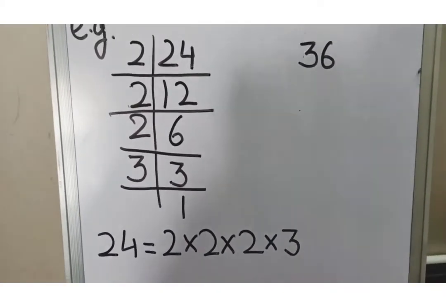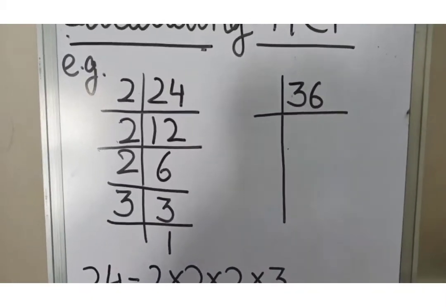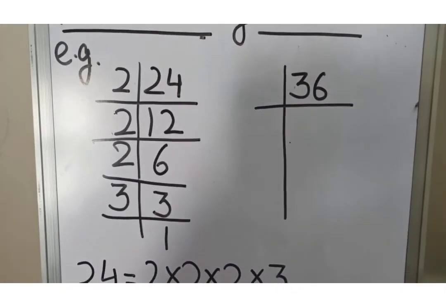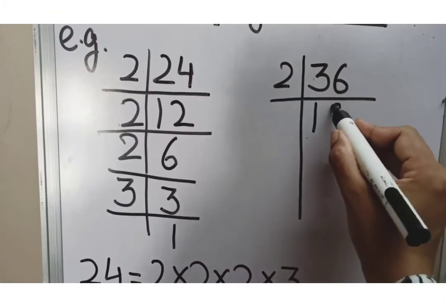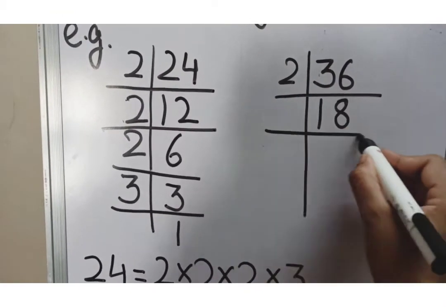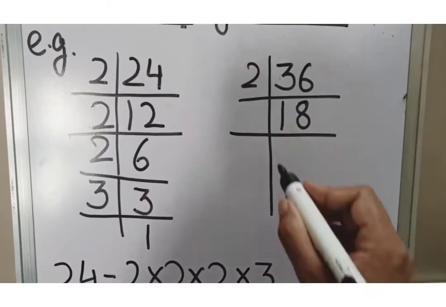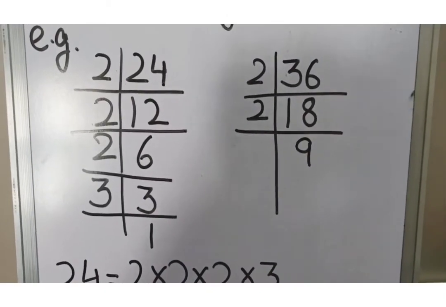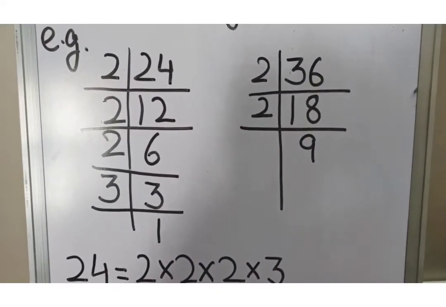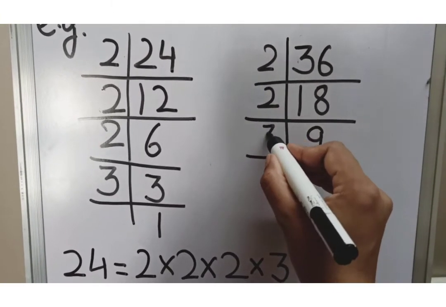Now let's find out the factors for number 36 also. The first factor, definitely, will be 2 itself. So when I divide it, I'll get the answer 18. Next, again 18 is divisible by 2. We will get the answer 9. Now 9 is not divisible by 2. We will move to the next prime number, which is 3.